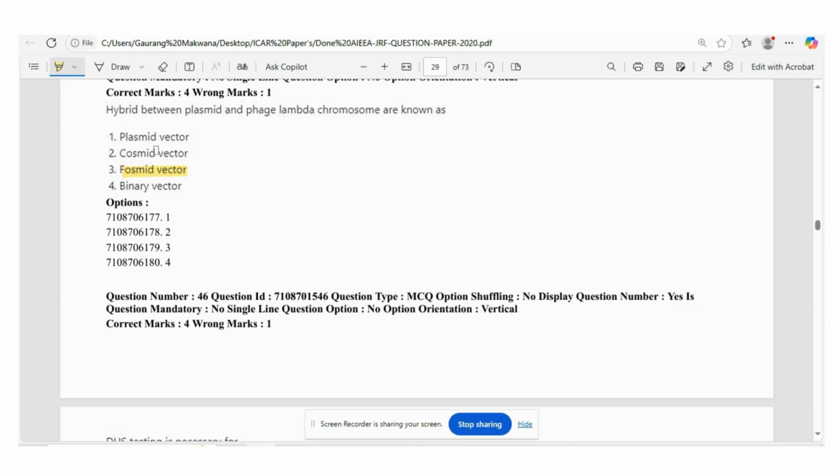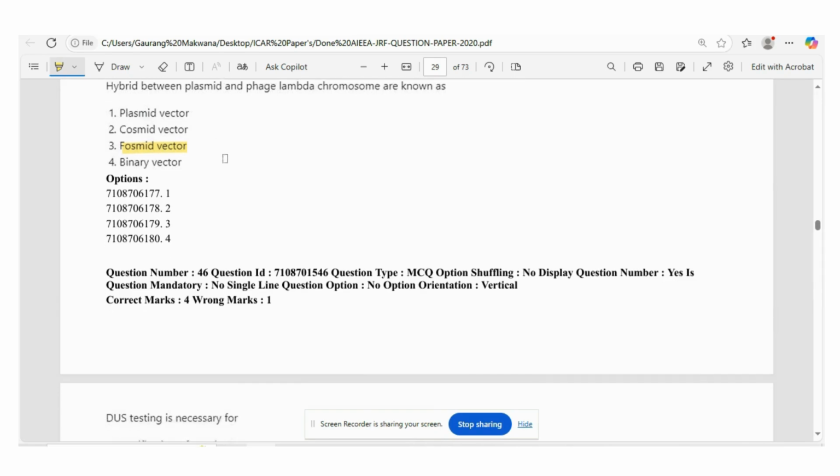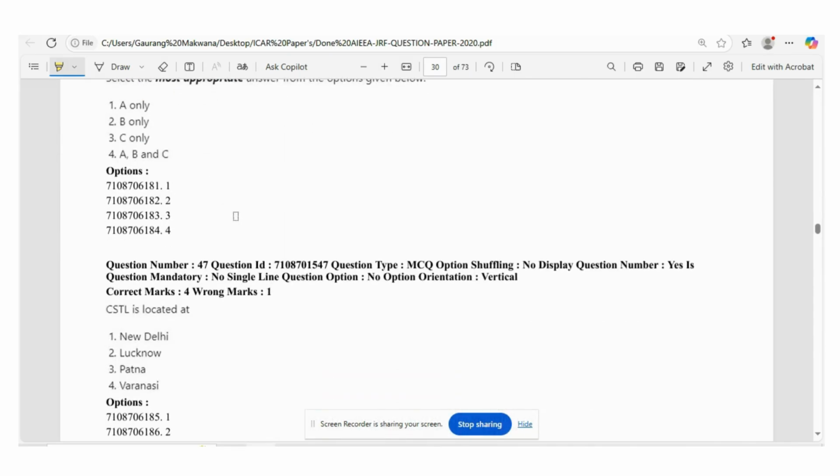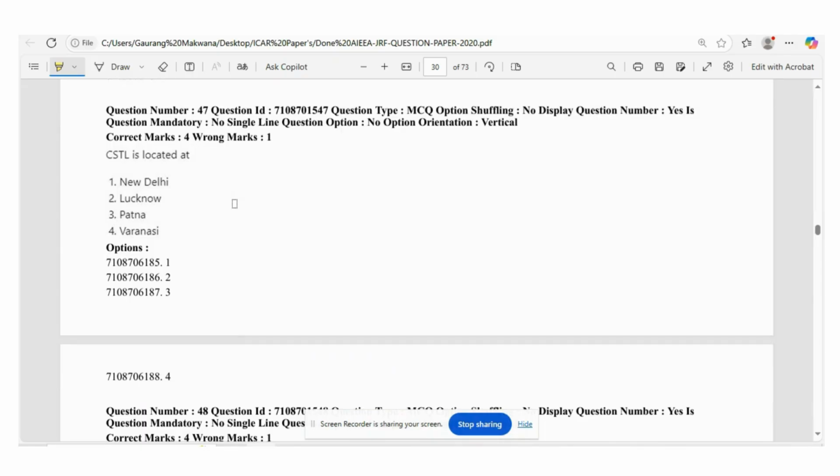Then DUS testing is necessary for what? DUS stands for distinctness, uniformity and stability, and is essential for the certification of a variety. Certification of a variety is needed, so C only. Then CSTL is located at Varanasi. CSTL is the Central Seed Testing Laboratory.